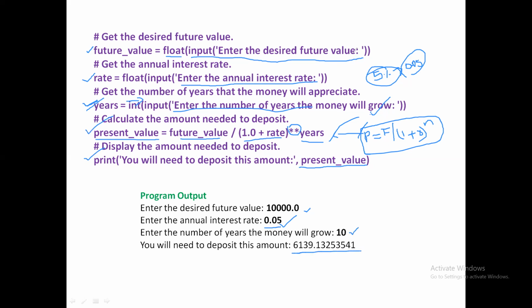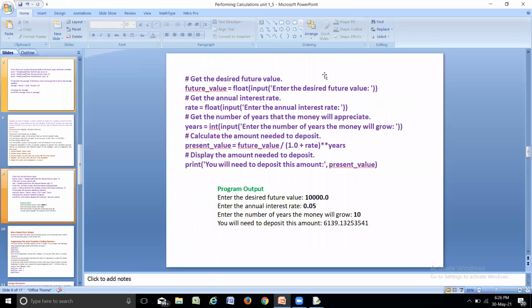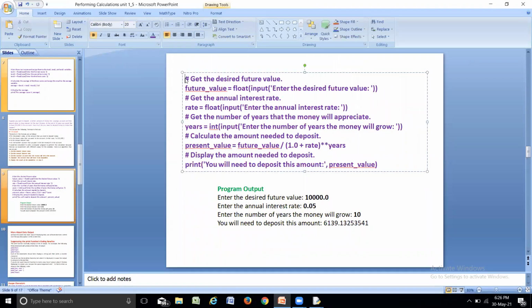Now let us see this execution and the importance of the usage of parenthesis in this program also. Let me run this with our IDLE.